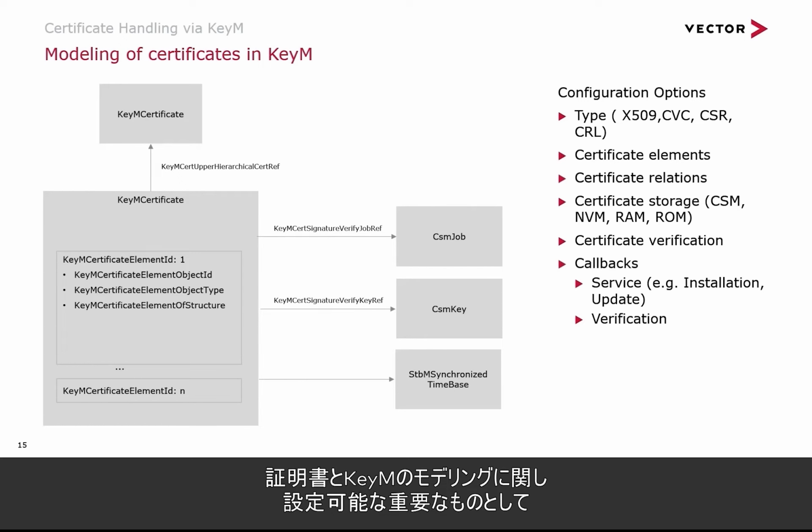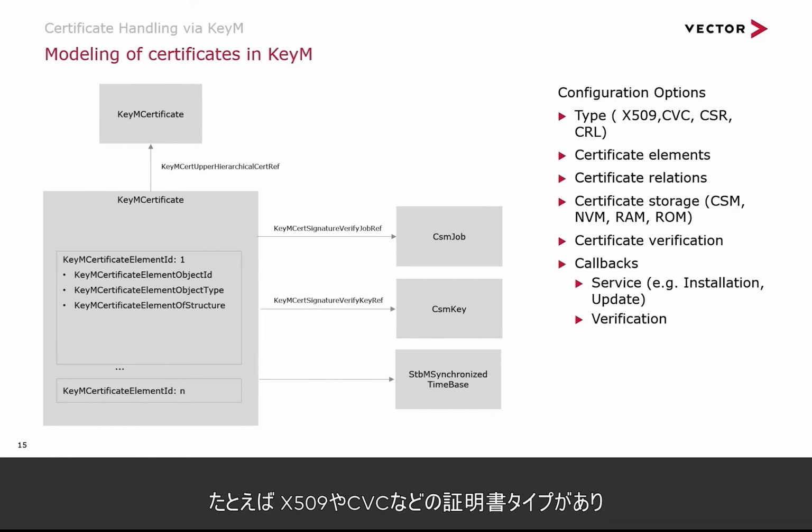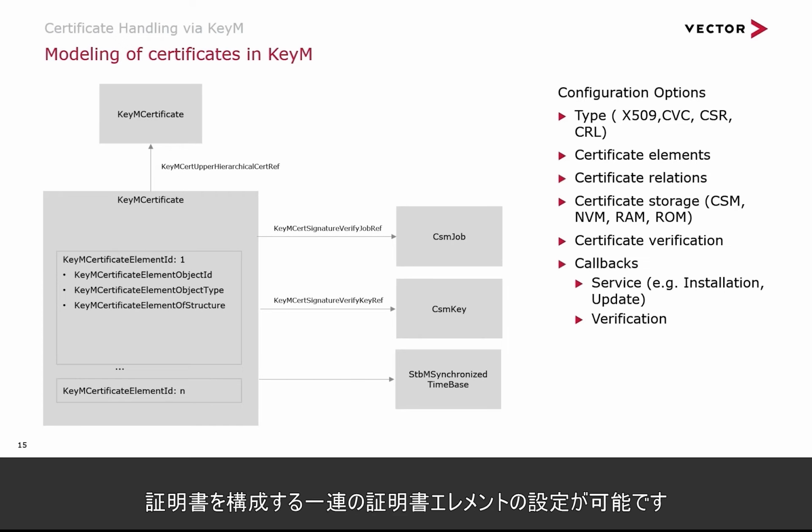Regarding the modeling of certificates in KeyM, there are some important aspects that you can configure. For example, the type of certificate, such as X509 or CVC. You can model the certificate elements in which you are interested. The certificate elements make up the certificate.